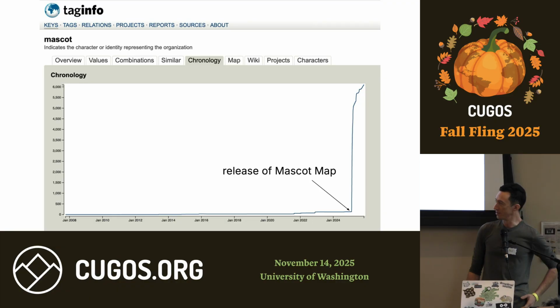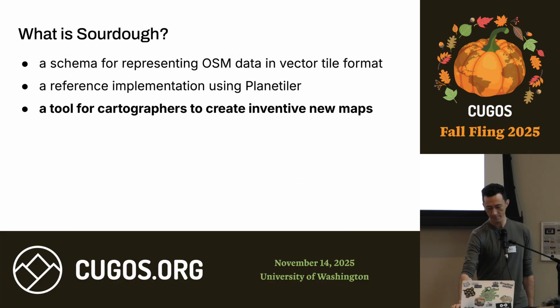And I think nothing could illustrate that better than this graph, which is the prevalence of the tag mascot, which is how you indicate the mascot of a school. This tag has been documented for like 15 years, but nobody was using it until Matt made Mascot Map, and then overnight people were excited about adding that information. And now this information is freely available in OpenStreetMap for anyone to use.